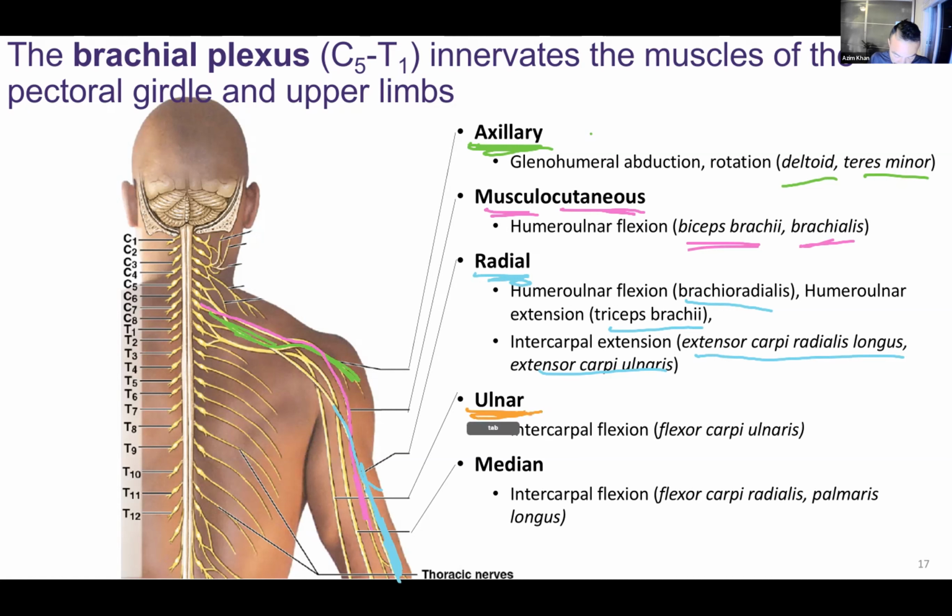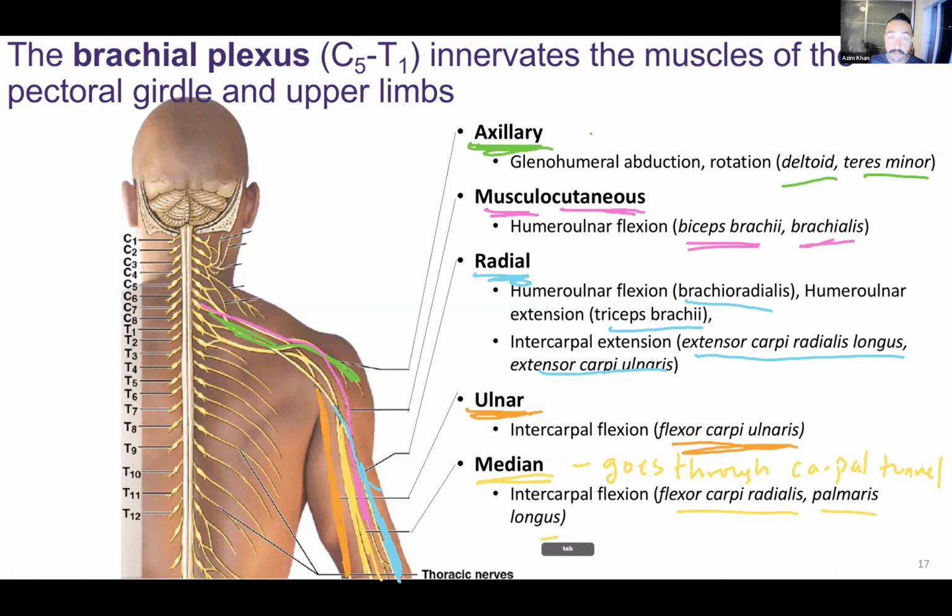The ulnar nerve is going to be more medial. The ulnar nerve branching from the brachial plexus goes primarily to, of the muscles that we've discussed, the flexor carpi ulnaris for flexion of your intercarpal joints. And then the median nerve, this is the one that goes through the carpal tunnel, along with all those flexor tendons. This is for innervating things like flexor carpi radialis and palmaris longus.